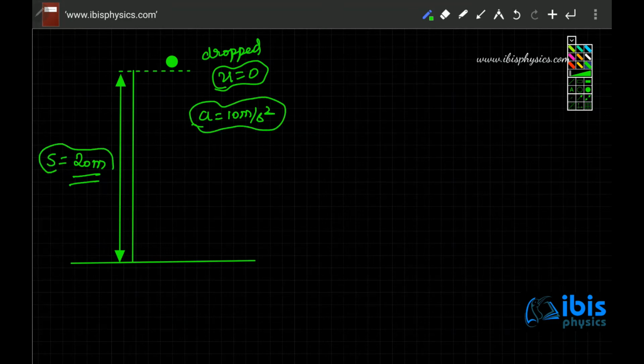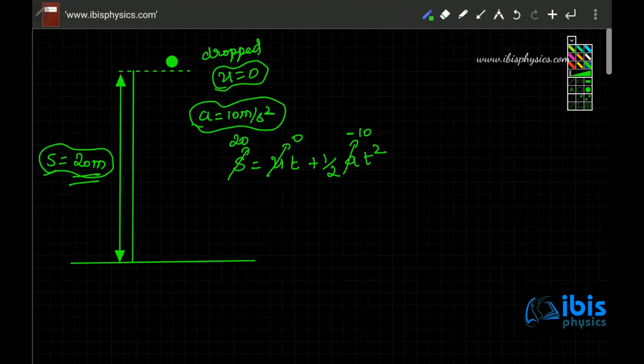And we know that the only equation that connects initial velocity, acceleration and displacement is s equal to ut plus half at square. In that, u is 0, acceleration is 10 and the displacement is 20. Because acceleration is downward, it is minus 10.